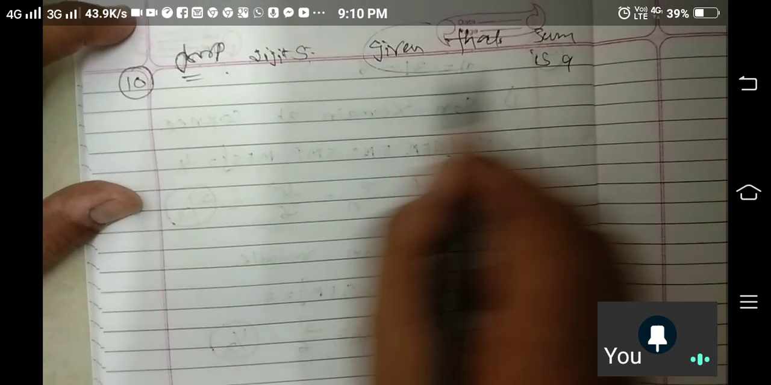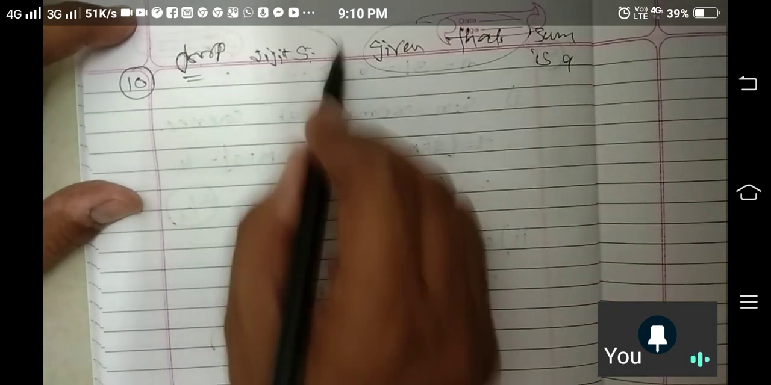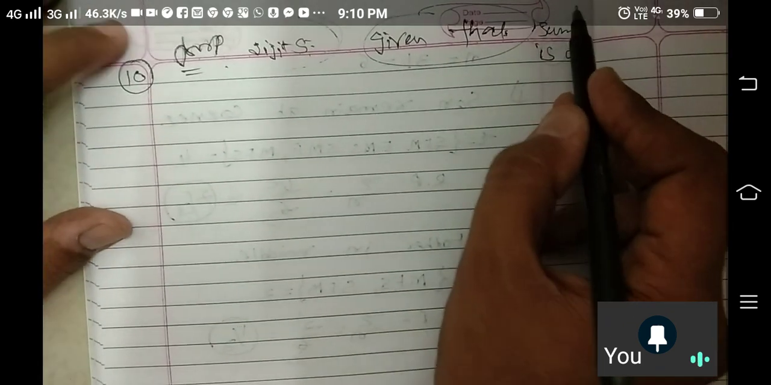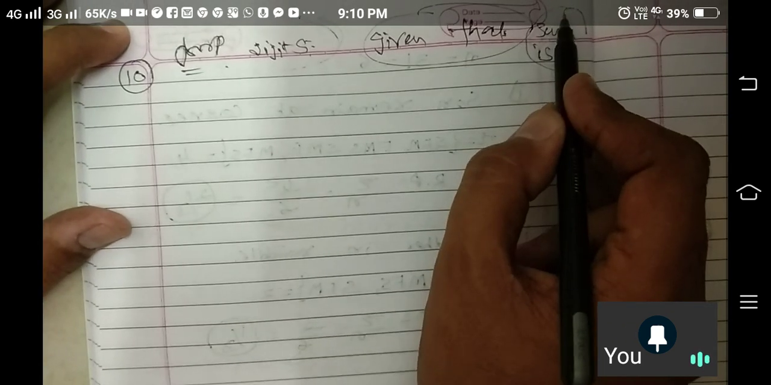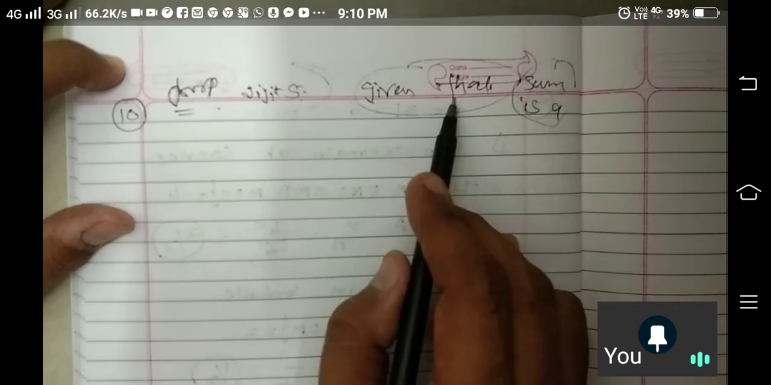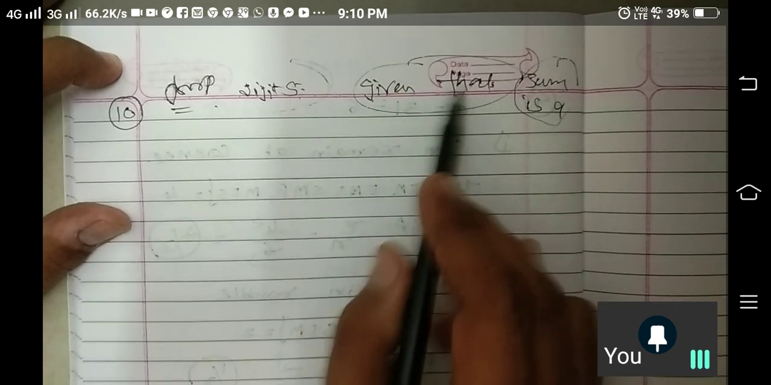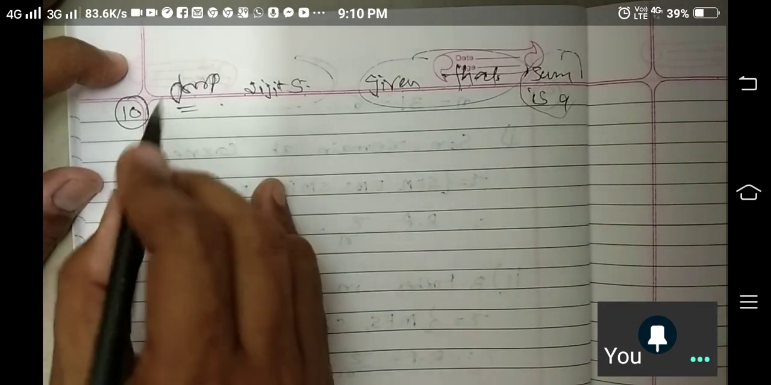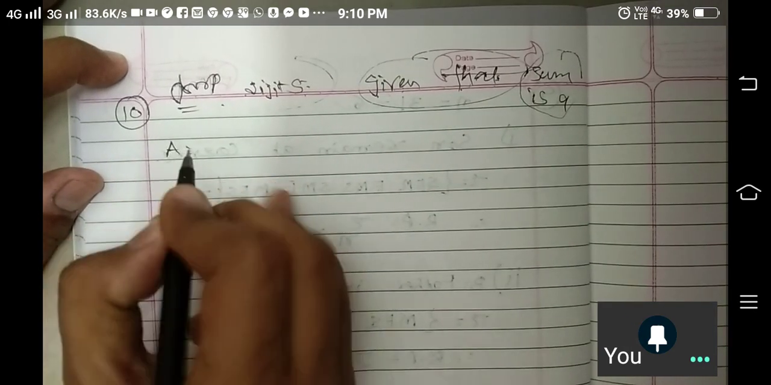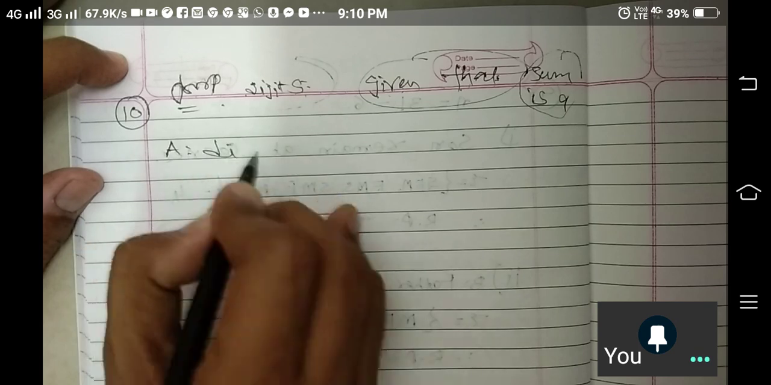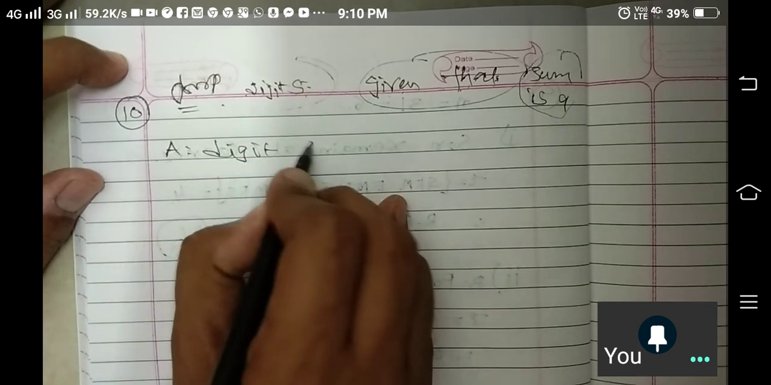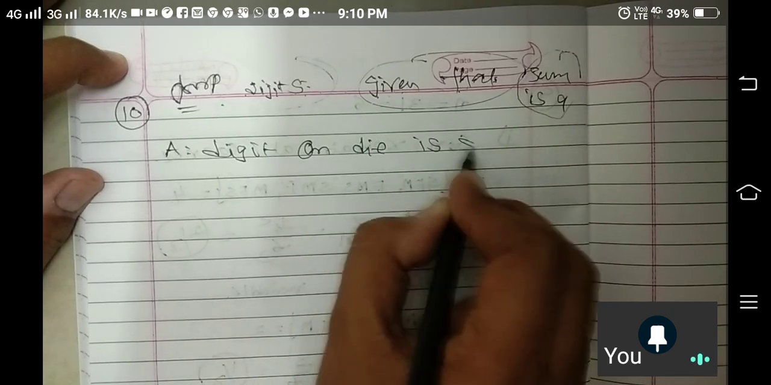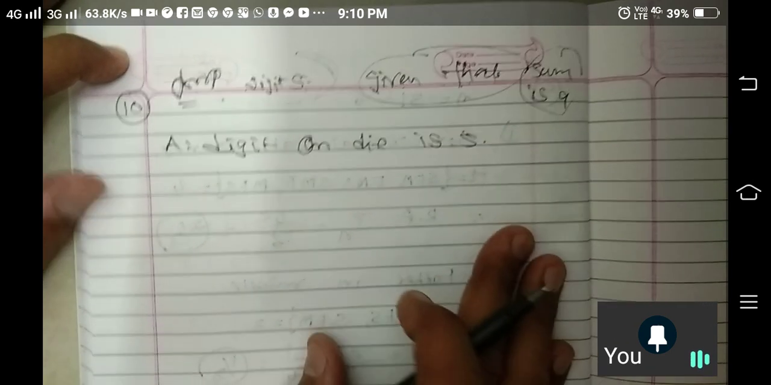Okay, the event on the left-hand side of "given that" is, say, A, and the right-hand side is, say, event B. Whenever "given that" is given, take the one before it as A and the one after it as B. Okay, A means the digit on the black die is 5.